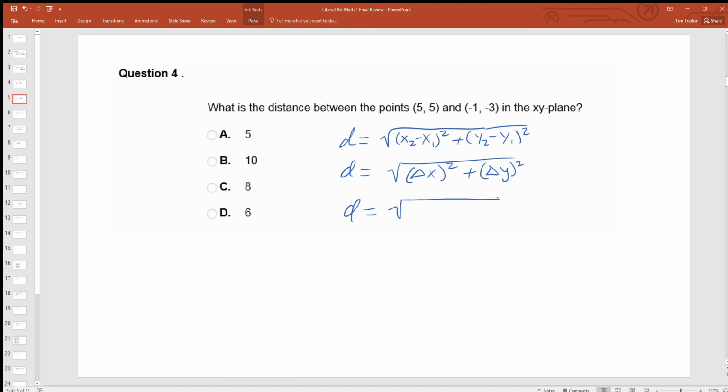Okay, so if I look at my x's, how far away is 5 from -1? Well, it's 6 units away. How far away is 5 from -3? Well, that's 8 units away. So now I have the square root of 6 squared is 36, and 8 squared is 64, which is the square root of 100, which is equal to 10.